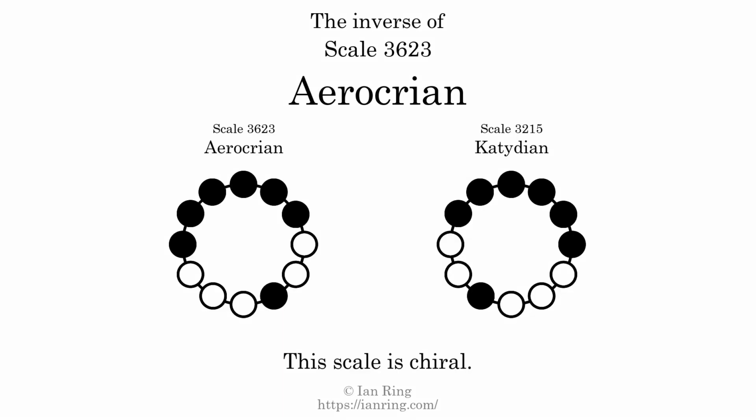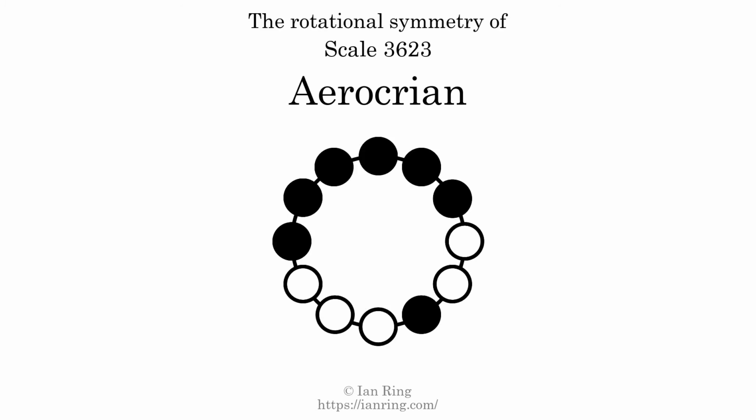The inverse of a scale is a mirror image. It is what you get when the sequence of intervals is reversed. The inverse of this scale is scale 3215, also known as quotidian. This scale is chiral. It cannot transform into its inverse by rotational transformation. This scale has no rotational symmetry.